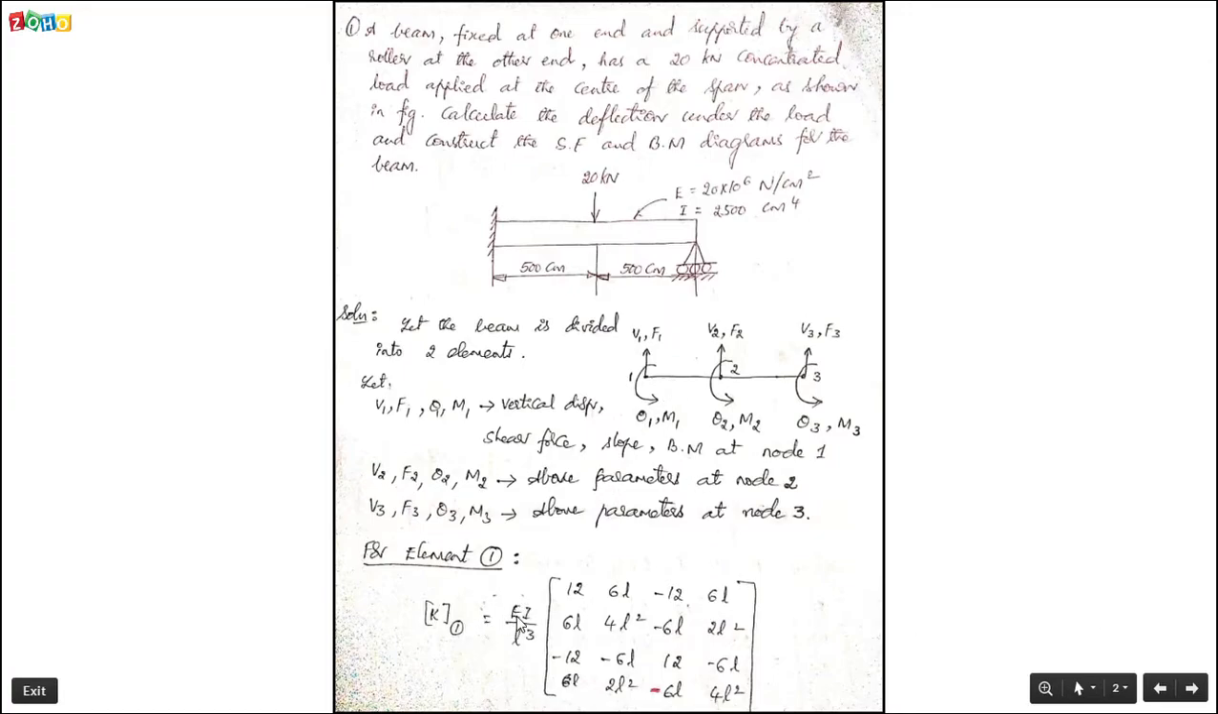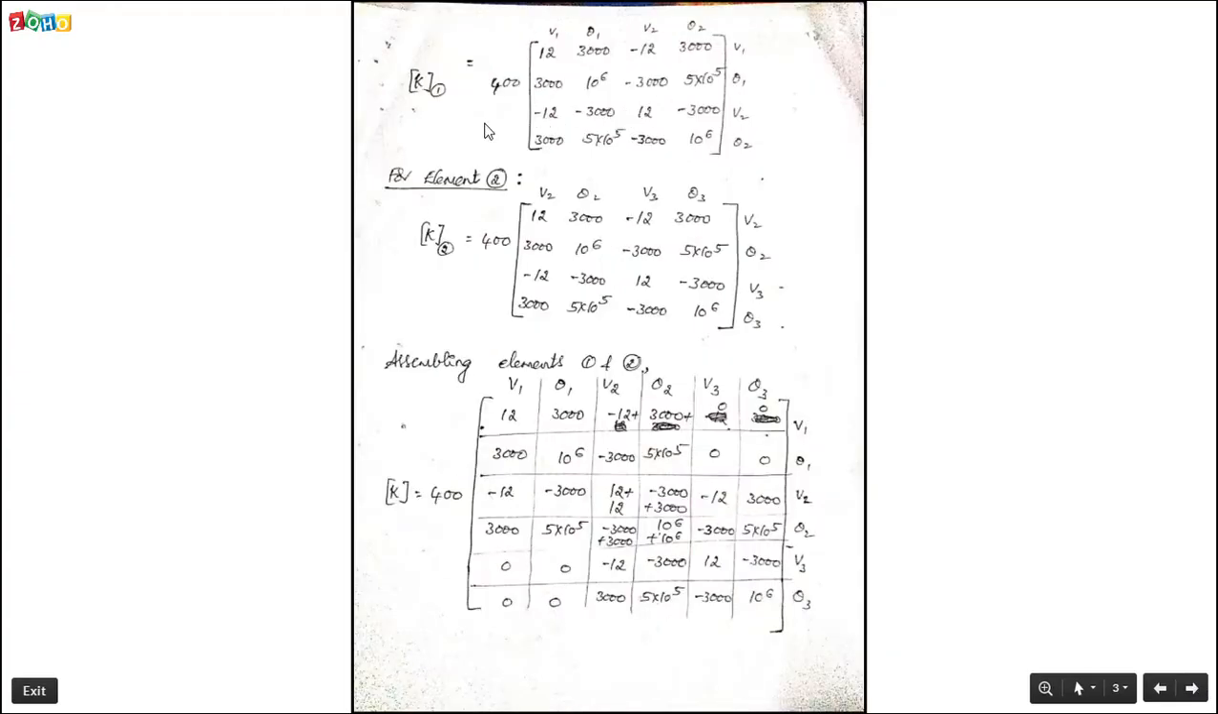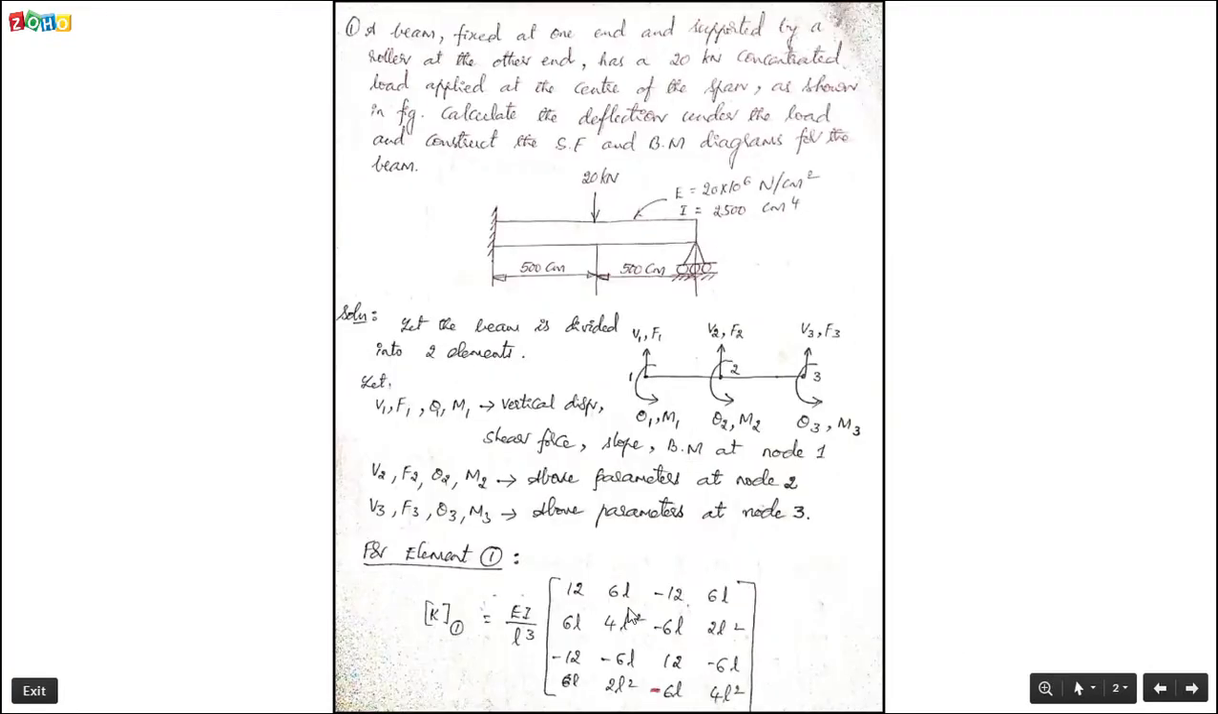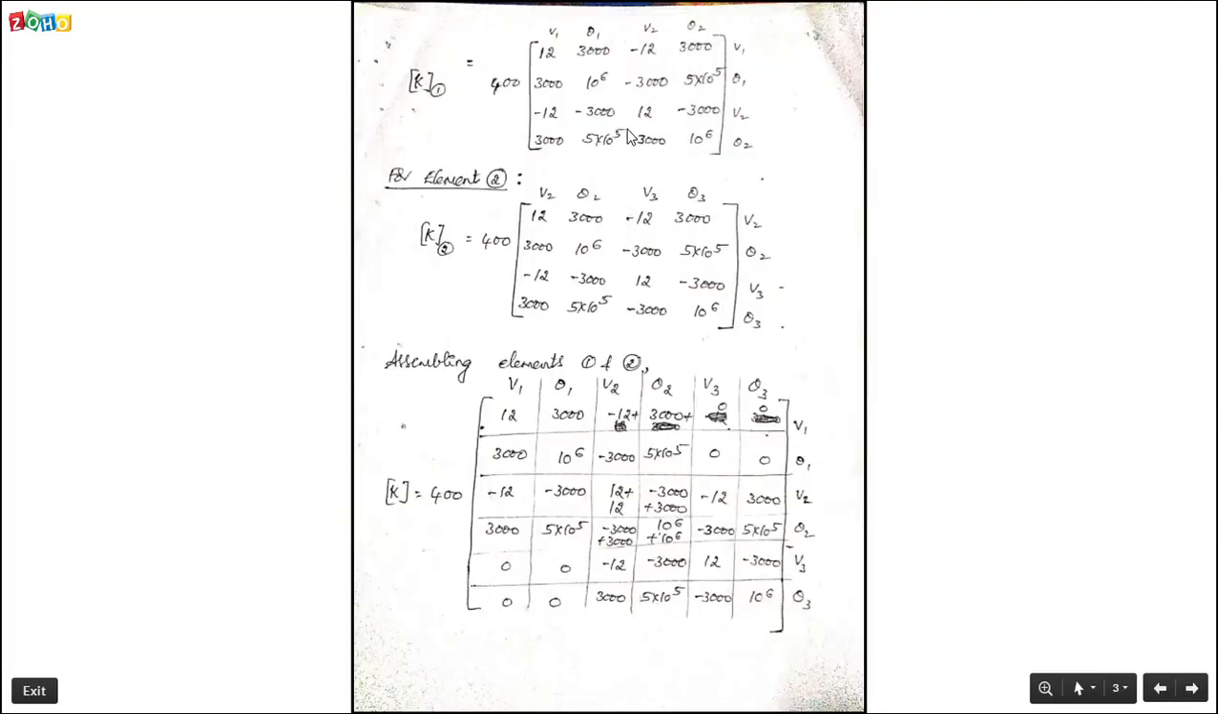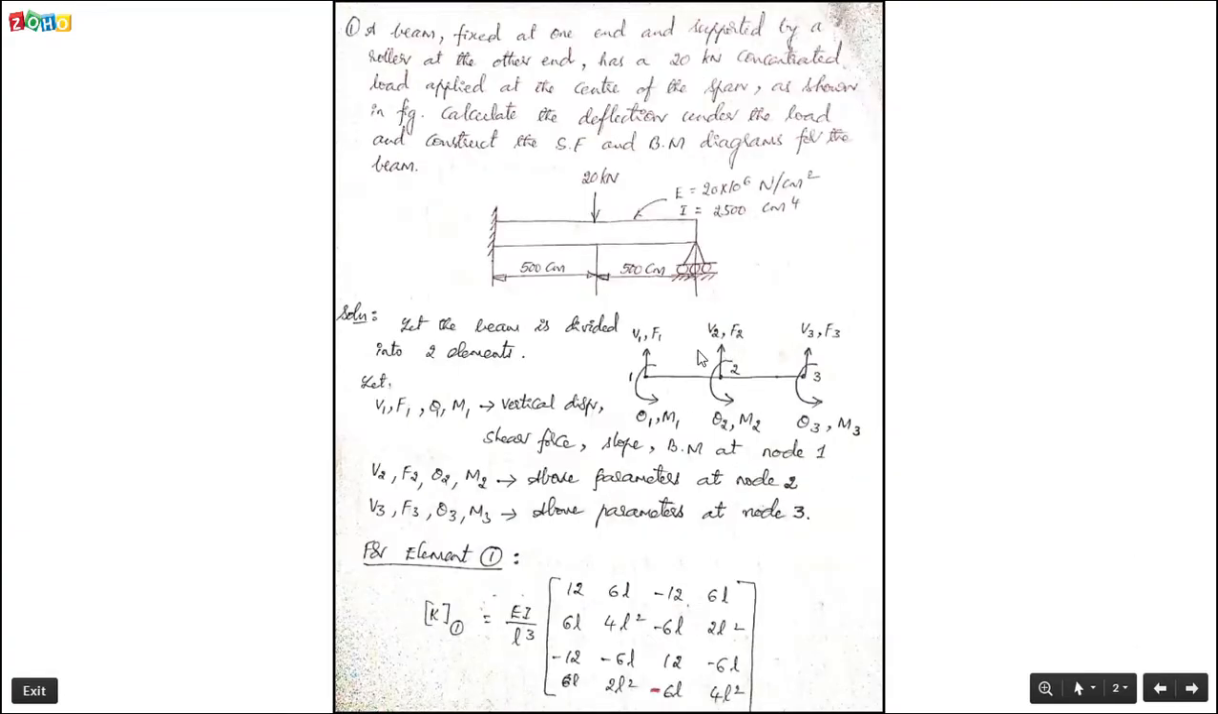Here you have to substitute the E value, 20 into 10 power 6, and the I value, 2500, divided by the length, 500. So L is substituted as 500. Now what answer do we get? The stiffness matrix of the first element has the factor 400. Everywhere else we substitute 500, and we get this matrix: 12, 3000, minus 12, 3000, and so on. So this is the first element matrix.